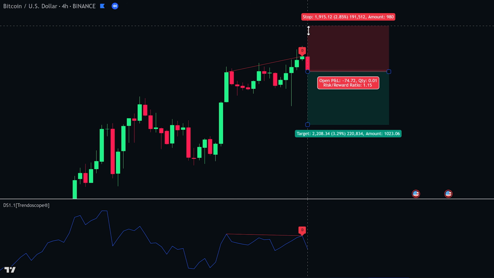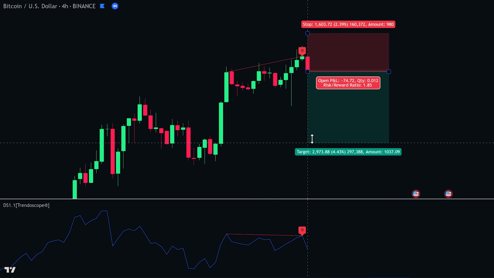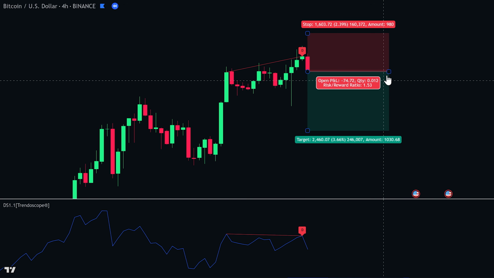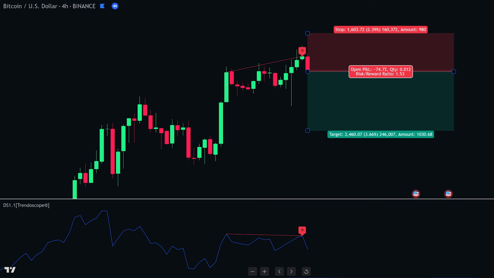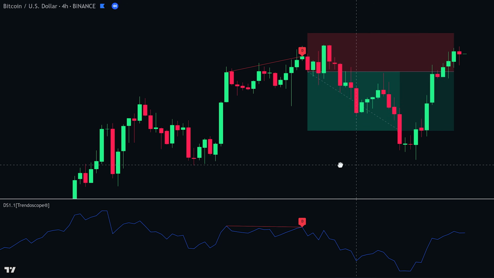Place your stop loss just above the recent high, which is the divergence level. Then aim for a 1-to-1.5 risk-to-reward ratio. Let the trade play out, and as shown here, price eventually hits the profit target.